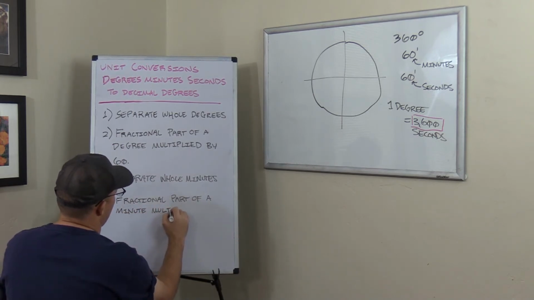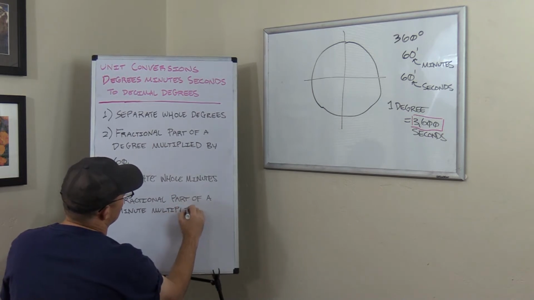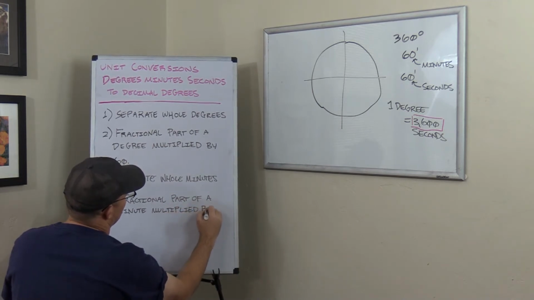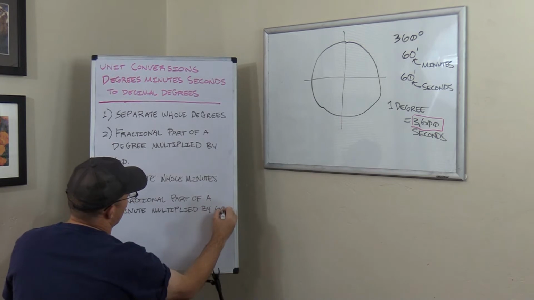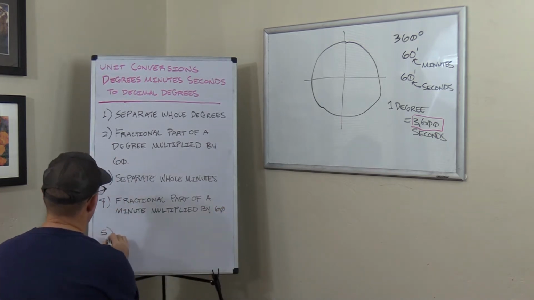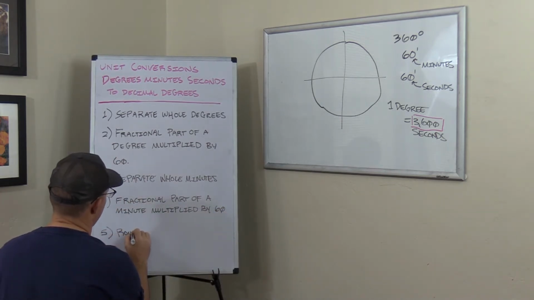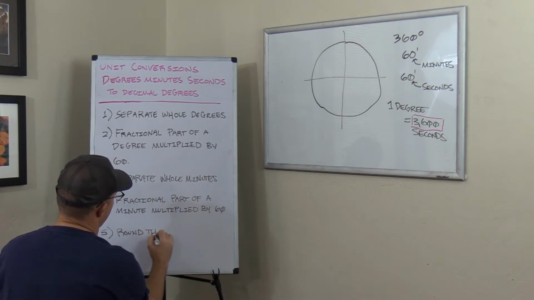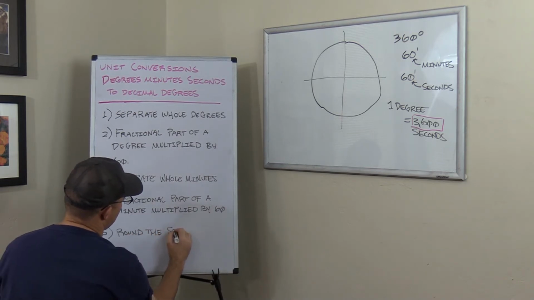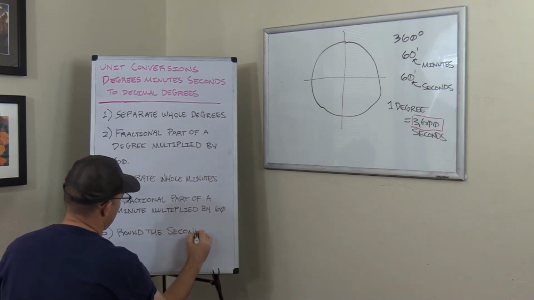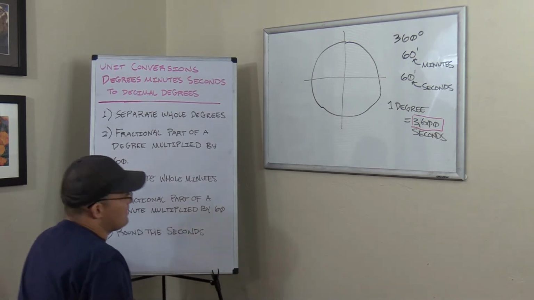Okay, that's going to give us our seconds. And the last step is we want to round our seconds. Now this may sound confusing. Hopefully it'll be a little clearer with an example. So let's look at an example.